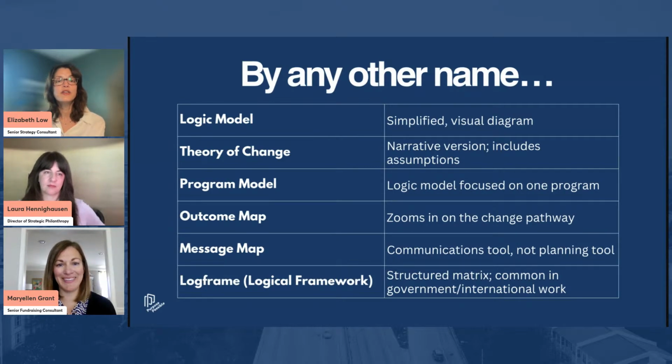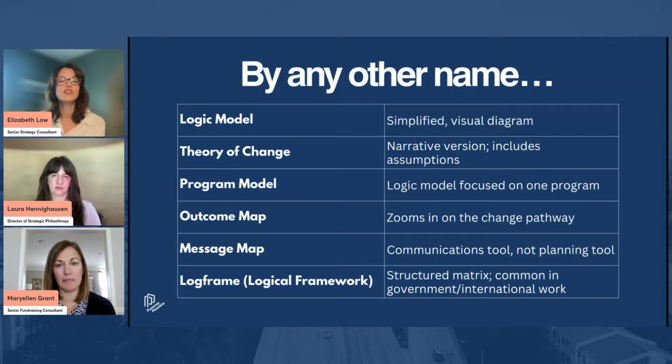Logic model versus outcome map. A logic model maps what your organization does and what it produces, and an outcome map zooms out to chart the full chain of change that has to happen in the world, including steps and actions that are beyond your direct control for that work to ultimately matter.